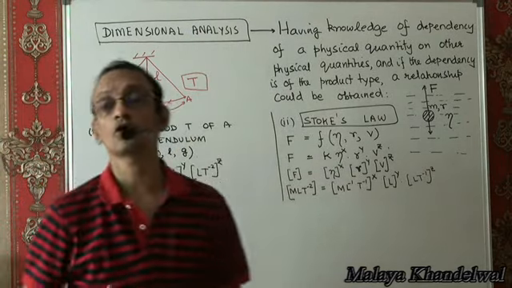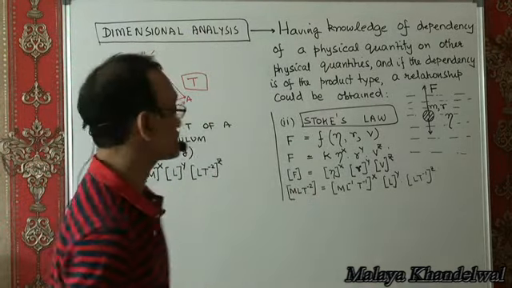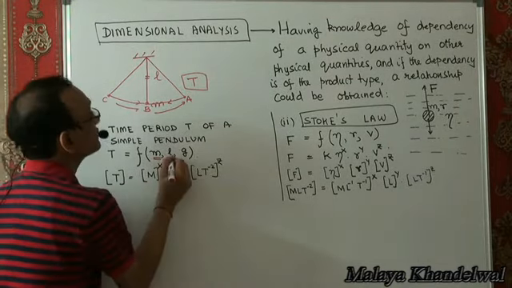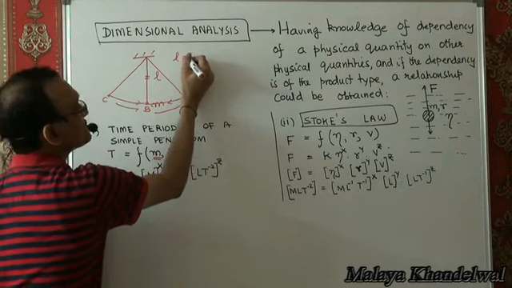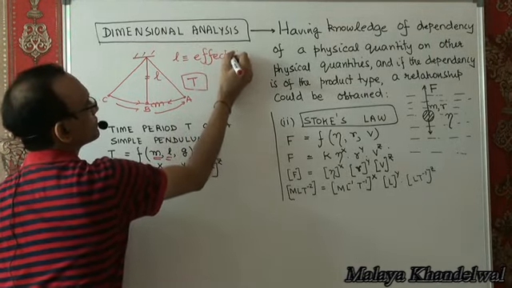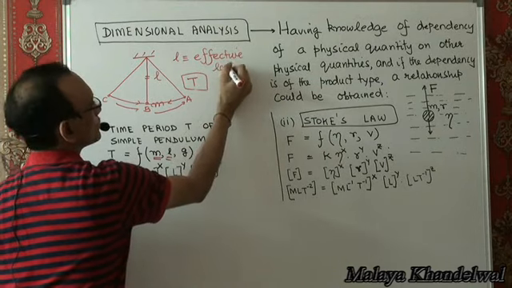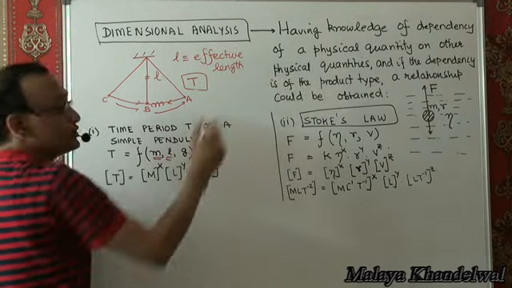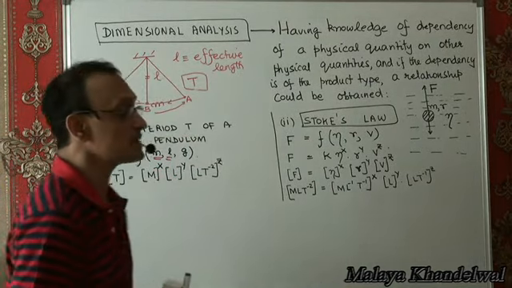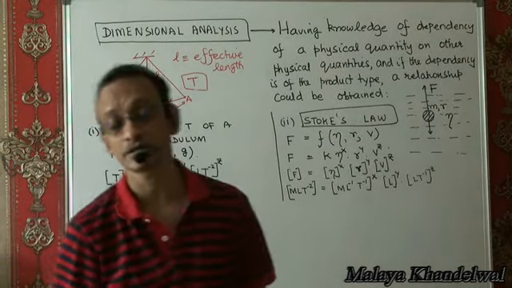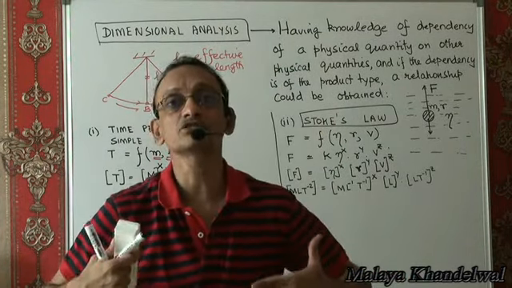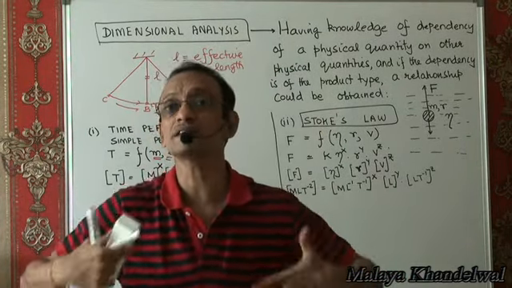It will depend on three essential things: the mass of the bob attached at the end, L, which is referred to as the effective length of the pendulum, and the value of g, which is acceleration due to gravity. These are the three things on which the time period will depend, and the dependence is of a product kind.